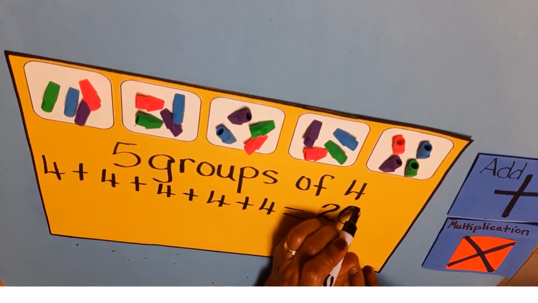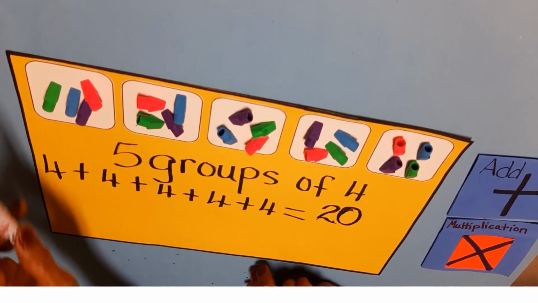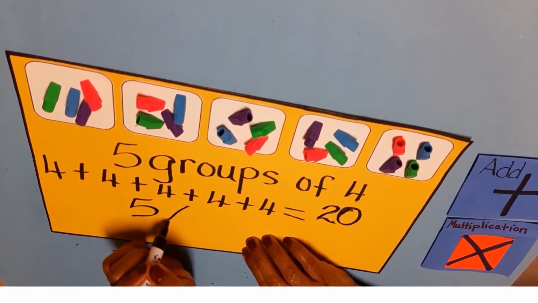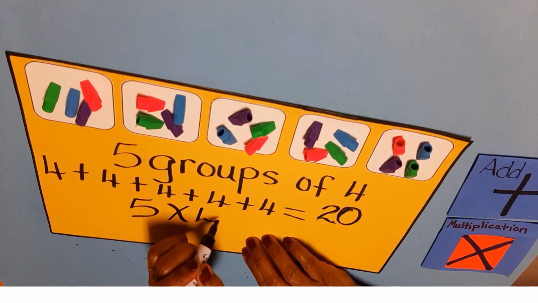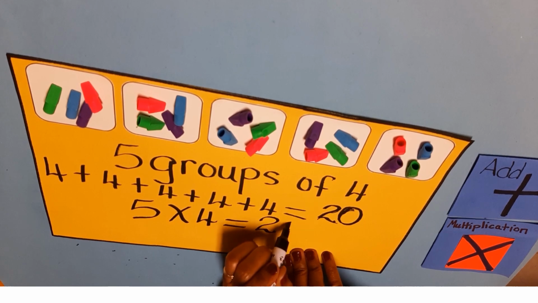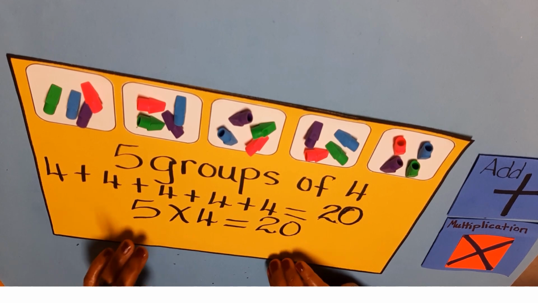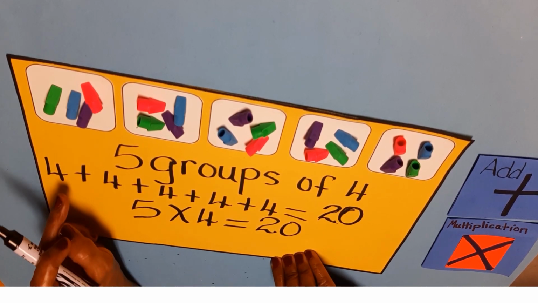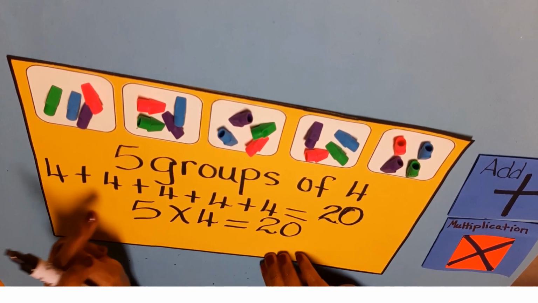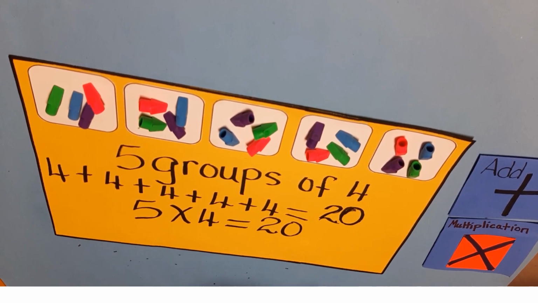So it's 20. So a way we can write this now, how many groups do we have? 1, 2, 3, 4, 5. So we can say 5 times 4 equals 20. Did you get that? 5 times 4 equals 20. And then when we add 4 five times, 1, 2, 3, 4, 5, we get 20 again.